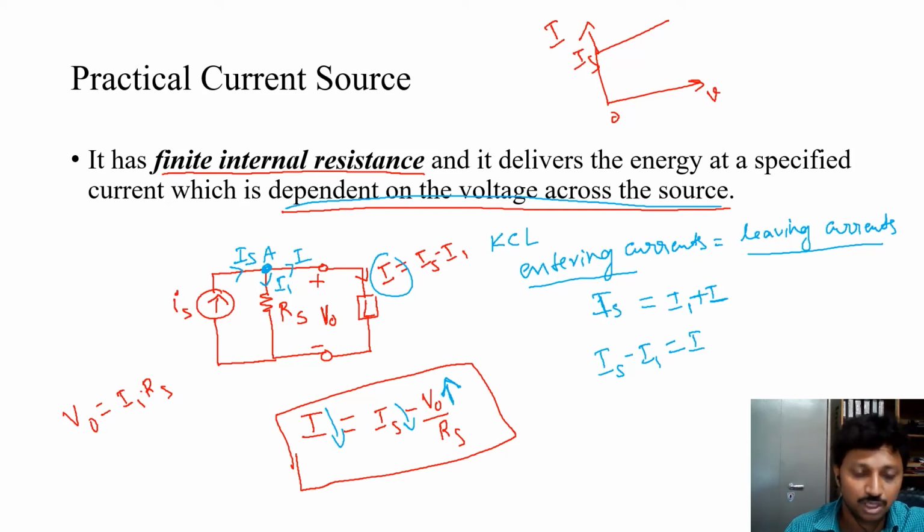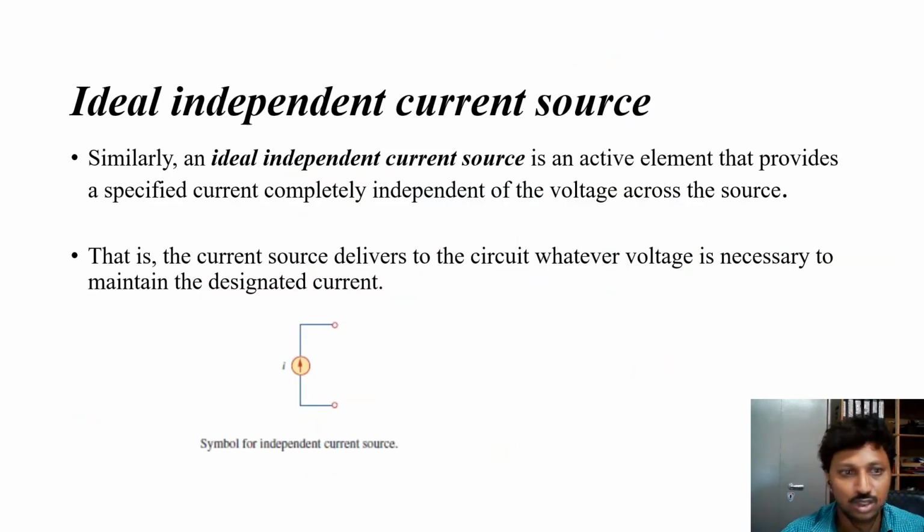Now what happened in the previous case? I was constant, regardless of this voltage. Now the voltage across the source increases, and the current flowing through the load will decrease. So you see it like this. This is the decrease. So this is a practical current source. Next we are going for the ideal independent current source.